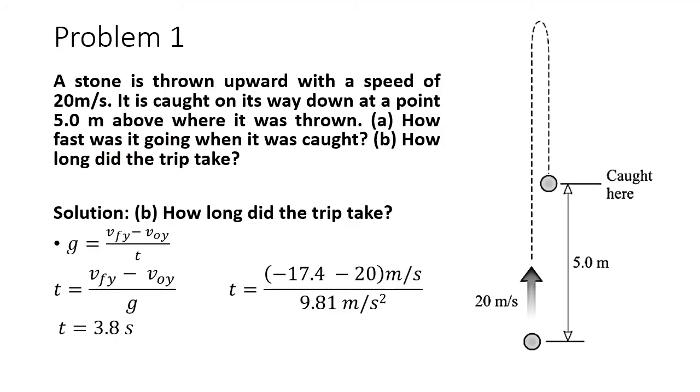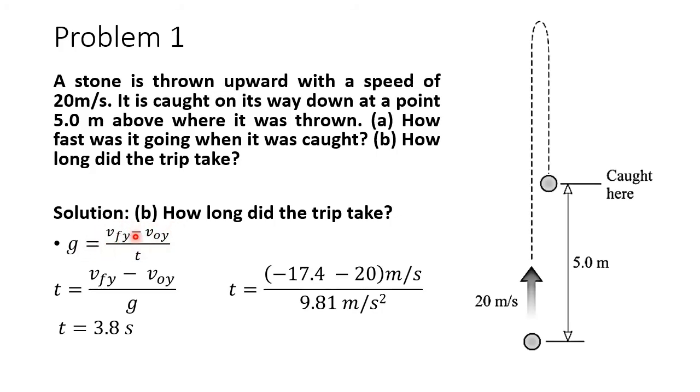Actually, when we talk about how long the trip took, it is not from 20 meters per second going up, ending at zero, and then another time from the zero velocity to the velocity where it was caught. It's simply the time from the 20 meters per second up to the time where it was caught. So this is at the 5 meters.